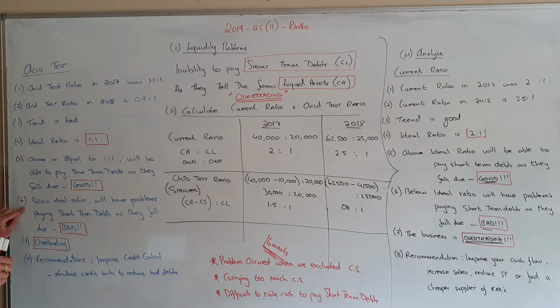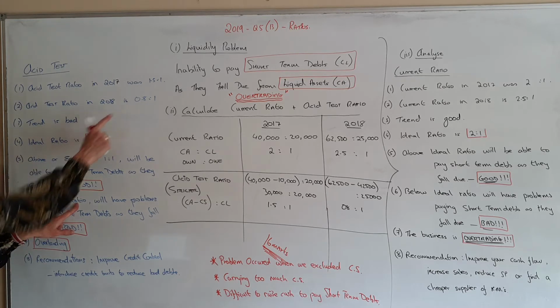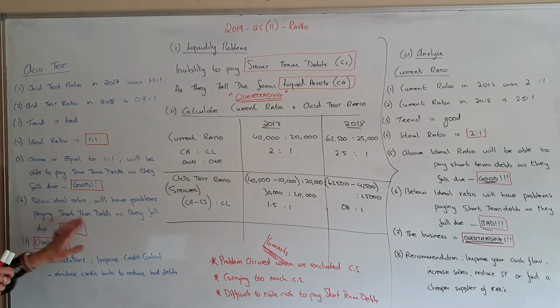So I'm going to part 6. We're below the ideal ratio, which we are. So we will have problems paying our short-term debts as they fall due. That is bad. We are over trading. The recommendations would be, generally you can use the same one over here, your cash flow, improve your credit control.